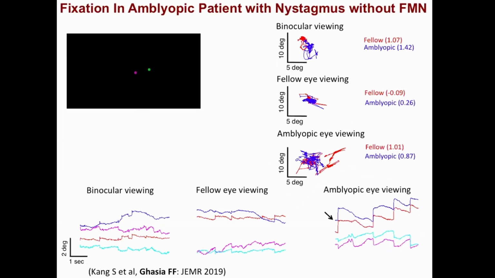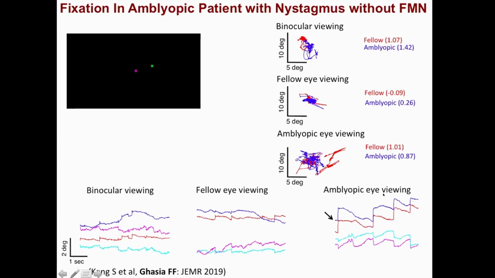Now we see that patients with amblyopia can have nystagmus who do not meet the criteria of FMN. And here's an example of one such patient. The nystagmus is most evident during the amblyopic eye viewing condition, as indicated by these seesaw traces here. And the key feature here is that there is no direction reversal of the nystagmus between fellow and amblyopic eye viewing conditions.